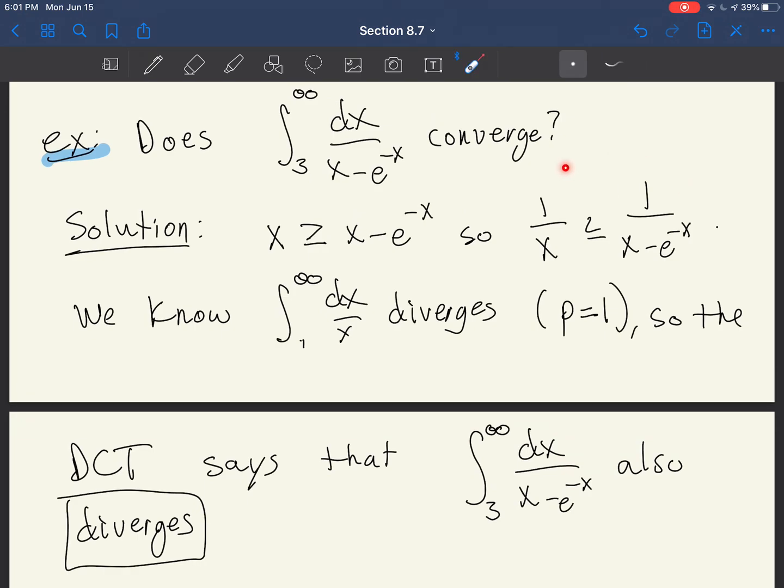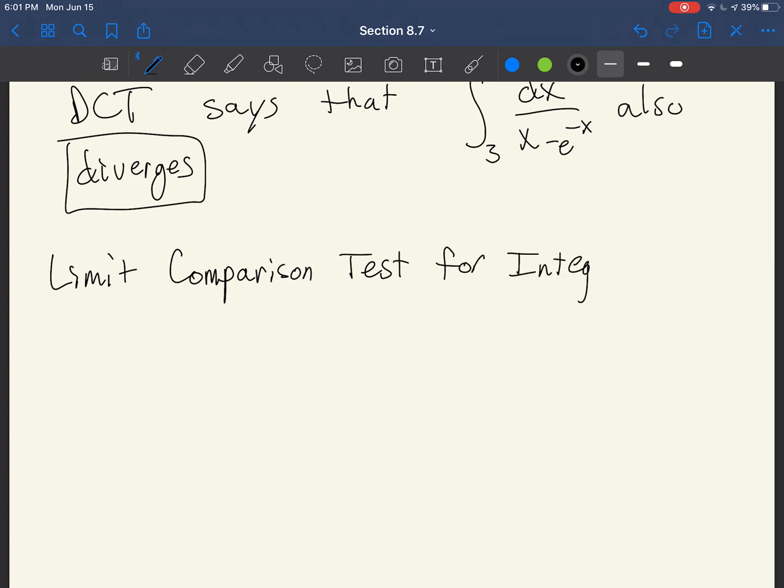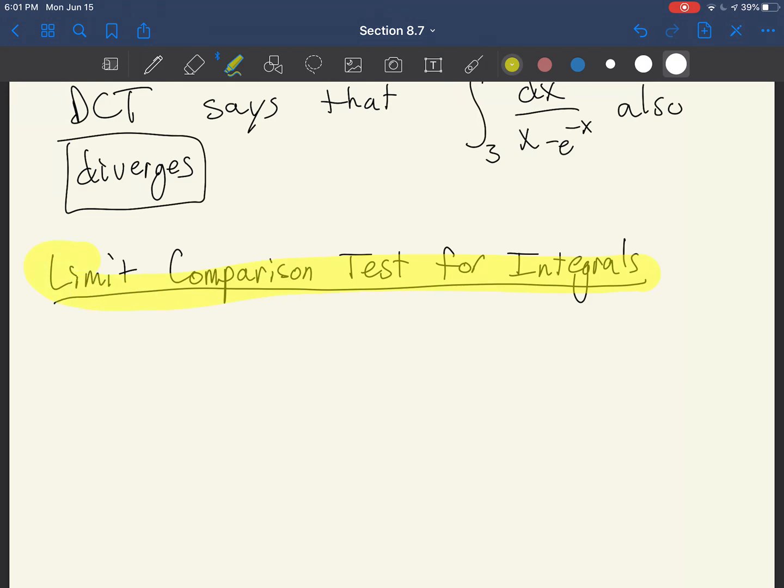Sometimes the direct comparison test does not work. For example, just imagine if this inequality was flipped. Then we would have this is less than something that diverges. That doesn't tell us anything. So we would move to the limit comparison test. Again, this is for integrals, because we will see another limit comparison test for something that isn't an integral.